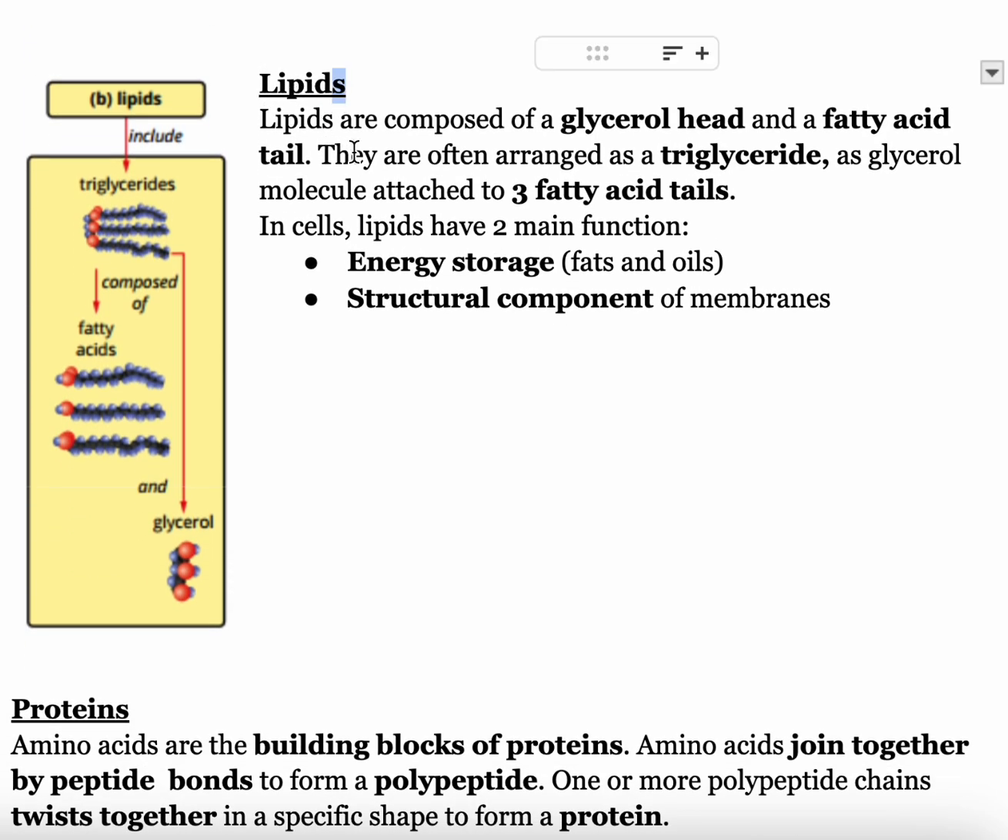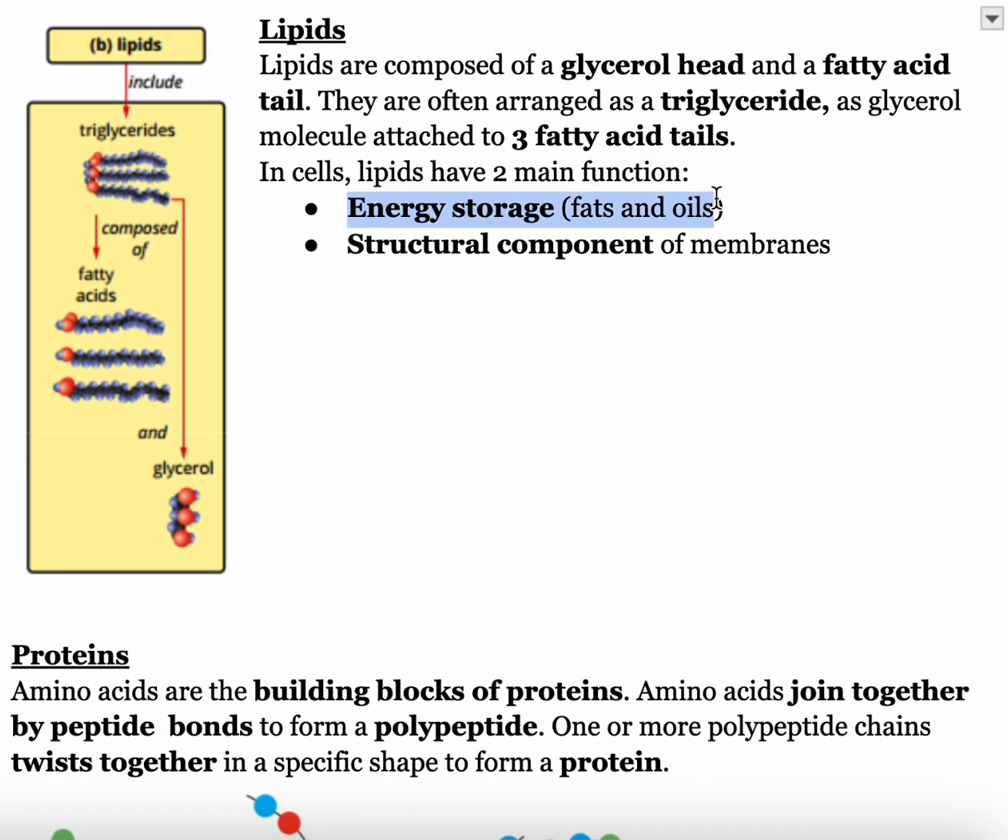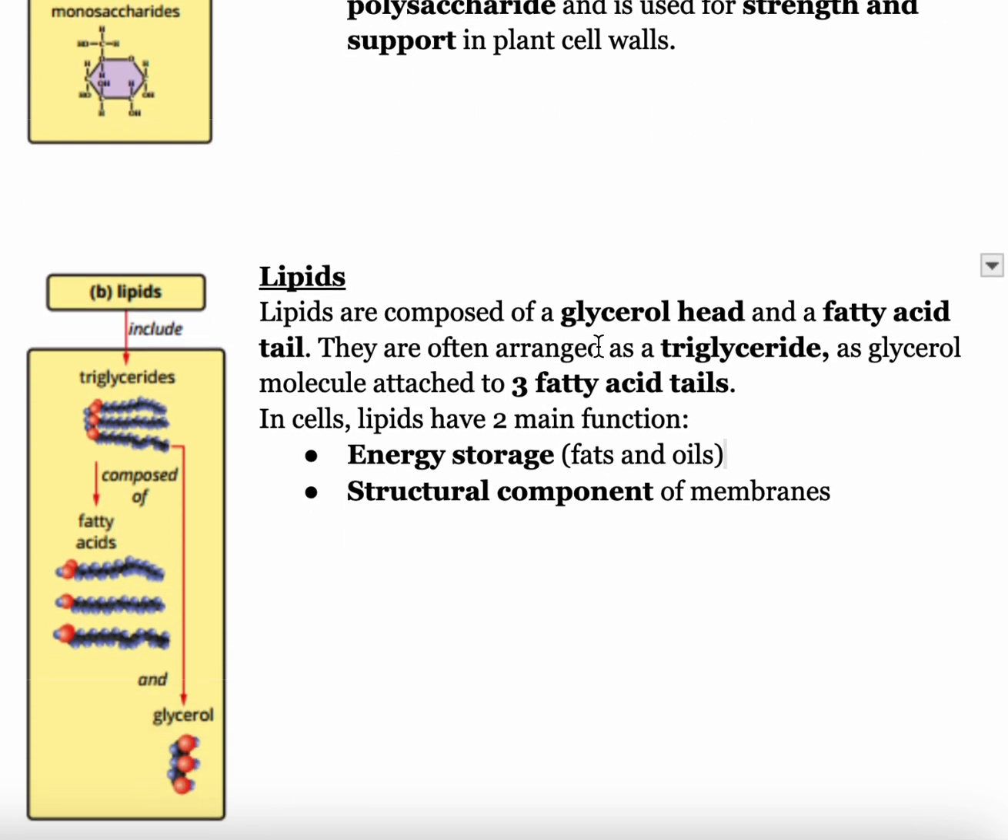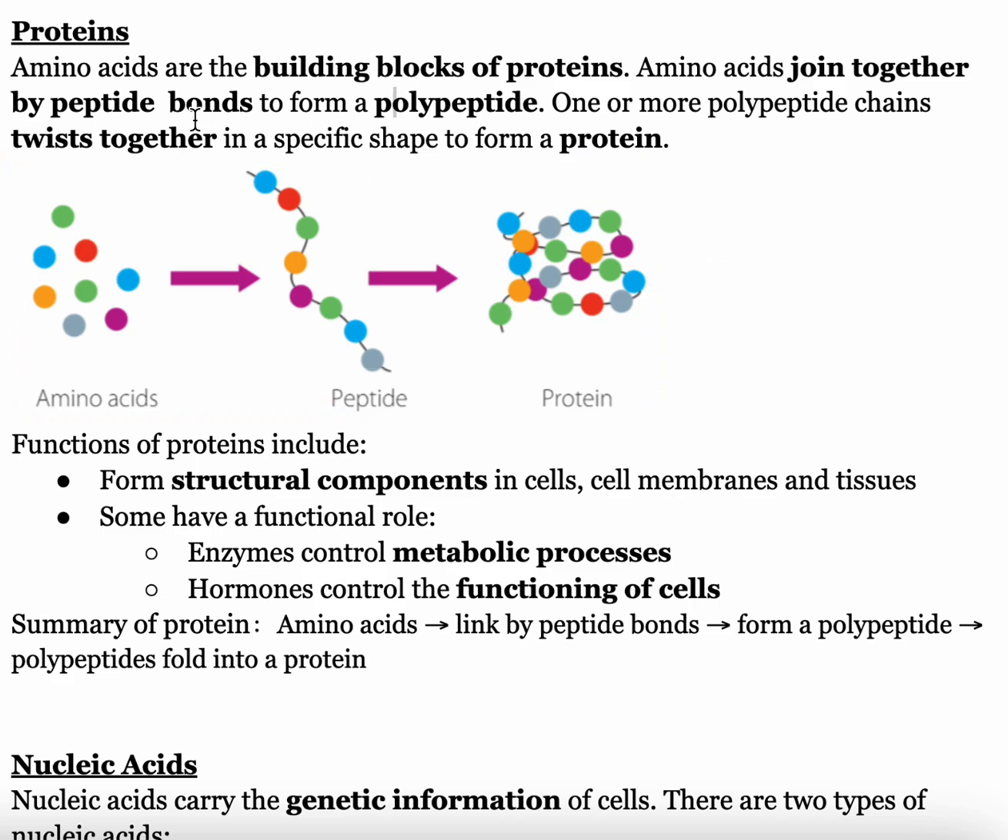Lipids. Lipids are composed of a glycerol head and fatty acid tails. They are arranged in a triglyceride, where a glycerol molecule is attached to three fatty acid tails. In cells, lipids have two main functions: energy storage, as fats and oils, and as a structural component of membranes, a bit like carbohydrates. Moving on, let's talk about proteins.